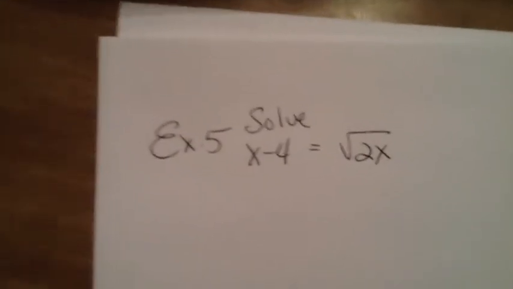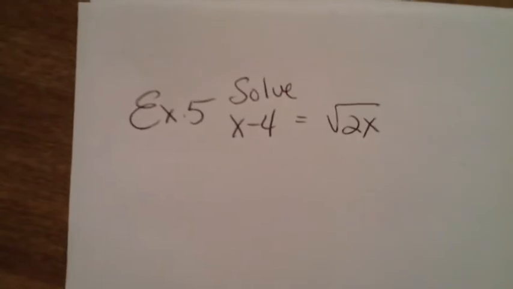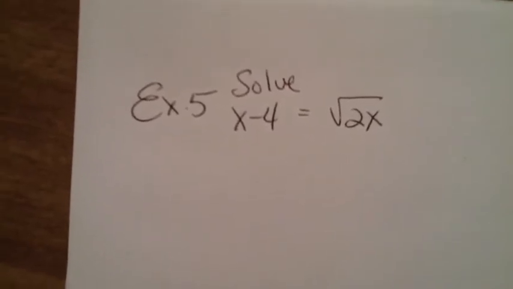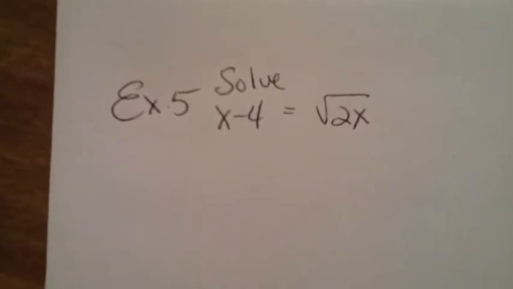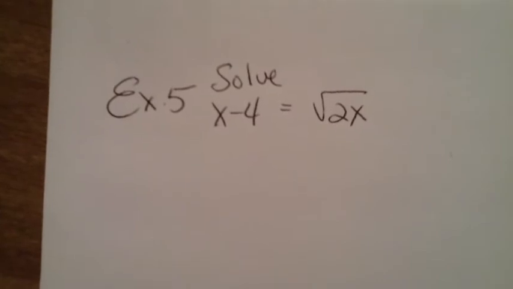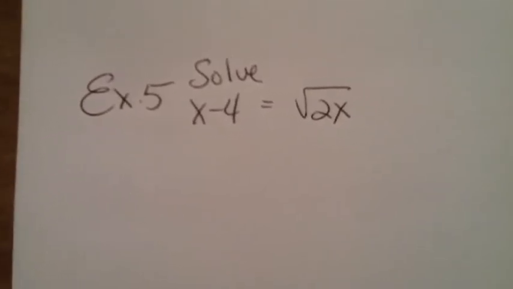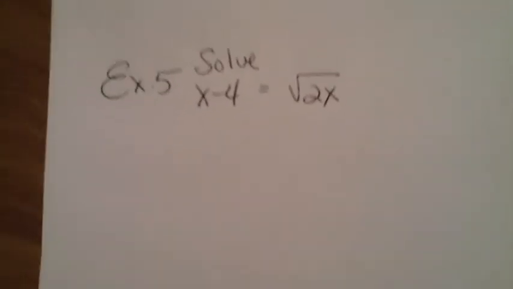All right, so here's an example. Example 5 says to solve, and we have x minus 4 equals the square root of 2x. Now, every time we've checked the answer, it works. You need to check the answer for all your solutions because sometimes mathematically it'll give you a solution, but when you check back in the original, it doesn't work. So let's try this one.